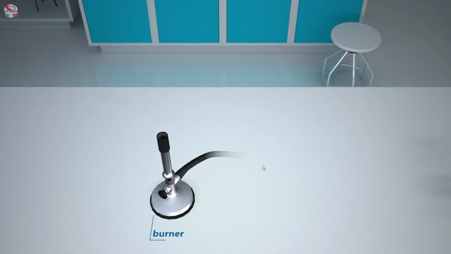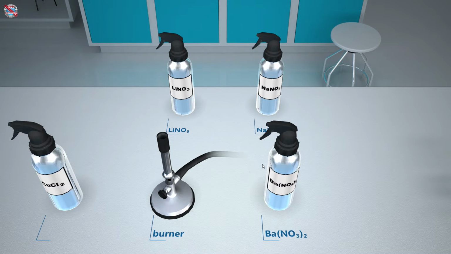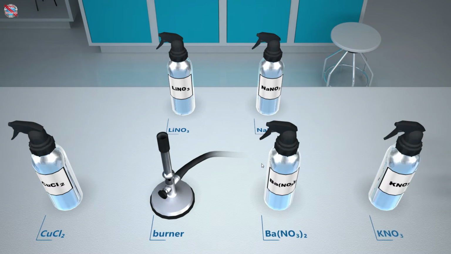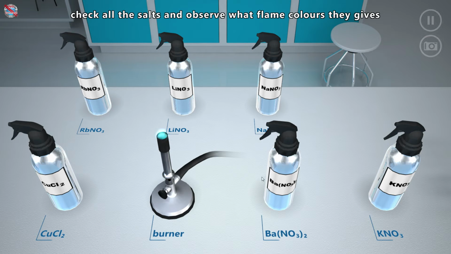In this experiment, we will need a burner and salts in alcoholic solution: sodium nitrate, barium nitrate, lithium nitrate, copper 2 chloride, potassium nitrate, and rubidium nitrate. There's no time to waste. Grab the first salt and check what flame colours it gives.